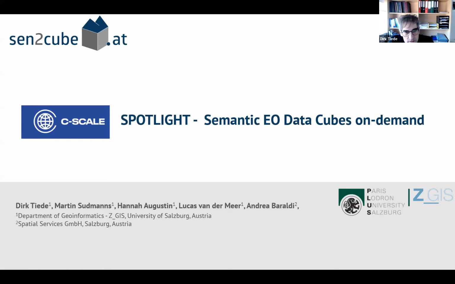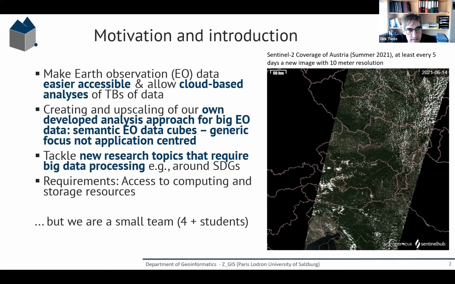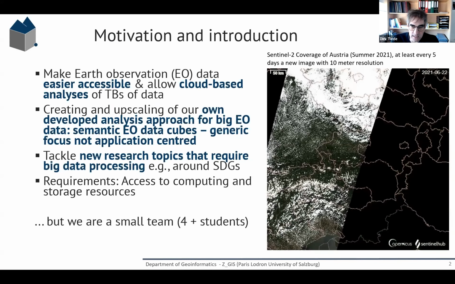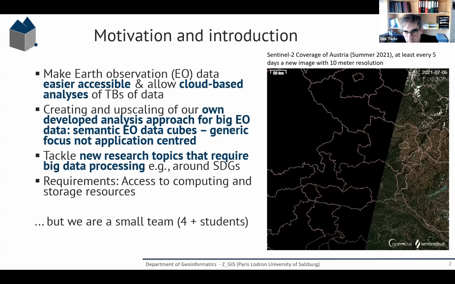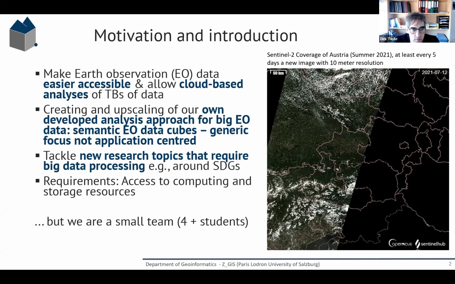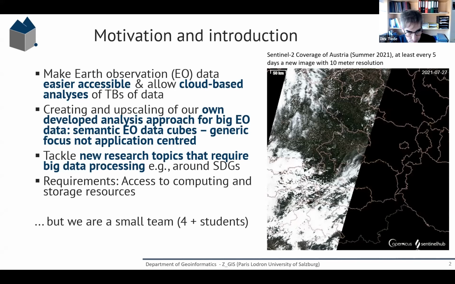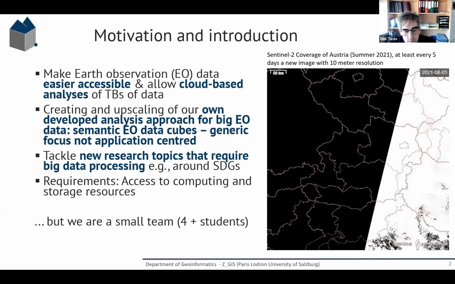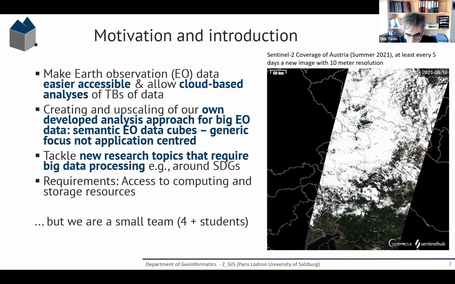Our C-scale use case is called Spotlight, Semantic Data Cubes on Demand, and I will shortly explain what a semantic data cube is, what we developed here, and what should be the aim of the C-scale project. Our approach is to make the usage of Earth observation big data a bit easier: cloud-based analysis of terabytes of data with much easier and maybe also programming-free semantic queries. We also want to create and upscale our own developed analysis methods and not rely on the big providers here. So we have a more generic focus, not an application-centered one. I will show some applications which are possible, but in principle, it's a generic approach. We are a quite small team here at the University of Salzburg, and therefore C-scale resources help us to really show that we can scale such things to a more impact-related size.